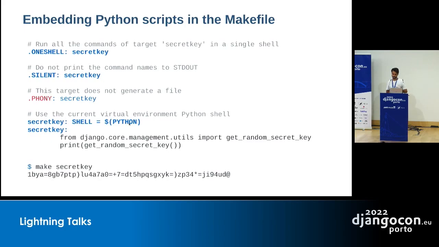And in this example, I thought it would be useful to have a command to automatically generate a secret key for Django using the Django function for that. So I discovered that it was actually possible to do that with make. So I did not need to create a separate Python script. I could just use 2-3 lines of Python directly in the makefile.